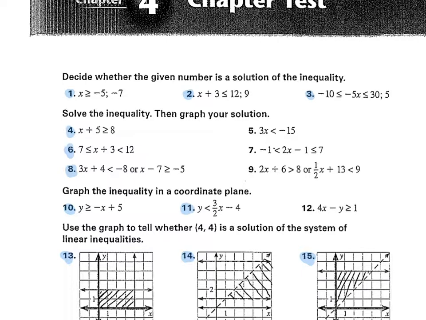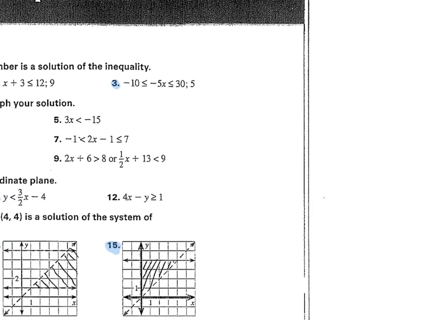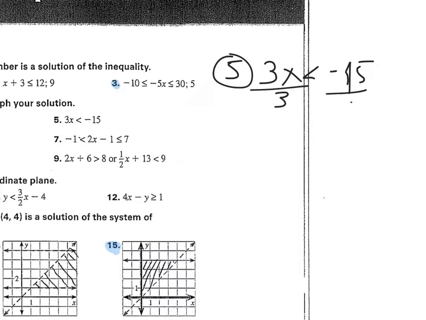4, 5, and 6. Okay? We're going to solve these inequalities and graph them. So, for example, if I were to do number 5 over here for you, 3x is less than -15, just like we worked on in a review in class. Dividing by 3, x is less than -5.